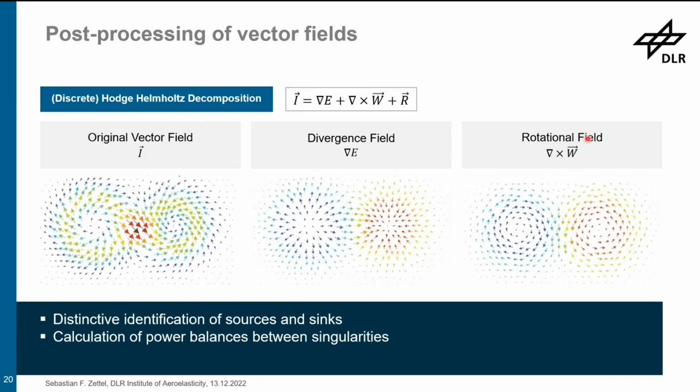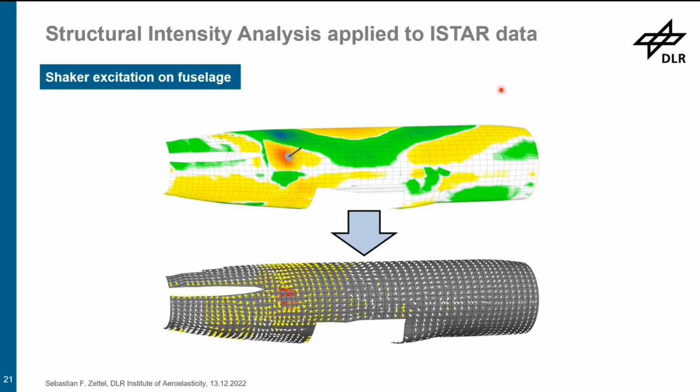And the rotational part of the vector field is basically the energy which doesn't have a direct sink or source, but which is flowing continuously through your structure while vibrating. So now I can show you some results.